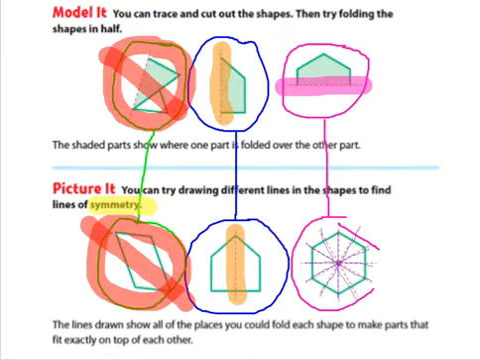So what is symmetry? It is a line that can be placed on a shape that shows that if one side was folded over the other, they would fit on top of each other perfectly.